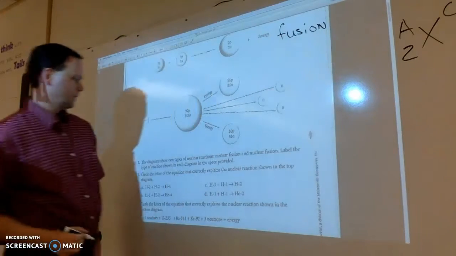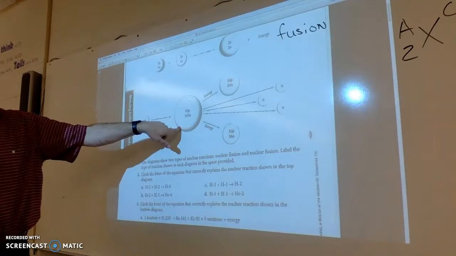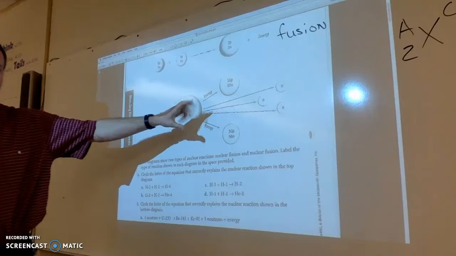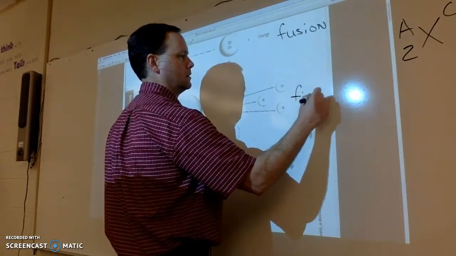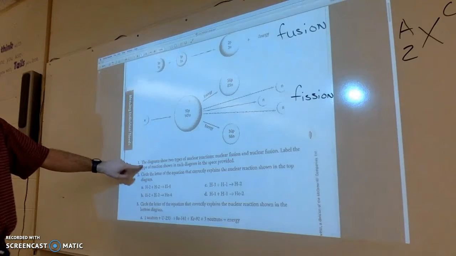And then the second one, we take a neutron, slam it into a big uranium nucleus. It's going to split apart into smaller stuff. This is called fission. Okay, so that's number one.